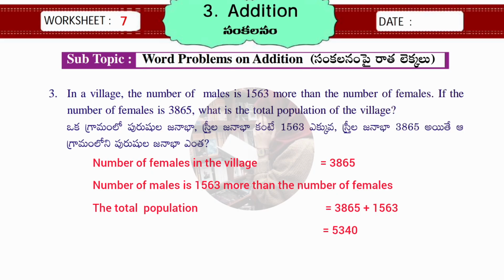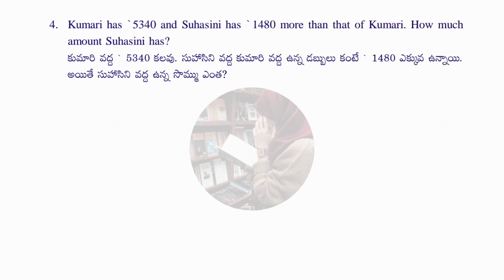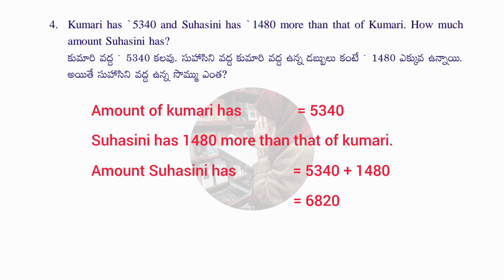Okay, now we'll move to the fourth question, which is Kumari has 5,340 and Suhasini has 1,480 more than that of Kumari. How much amount does Suhasini have? Okay, so let's see the answer. Amount of Kumari is 5,340. Suhasini has 1,480 more than that of Kumari, which means 5,340 plus 1,480. So write it down, addition of both the amounts, 5,340 plus 1,480, which is equal to 6,820. So total amount Suhasini has is 6,820. Understood? This is the answer for this question.